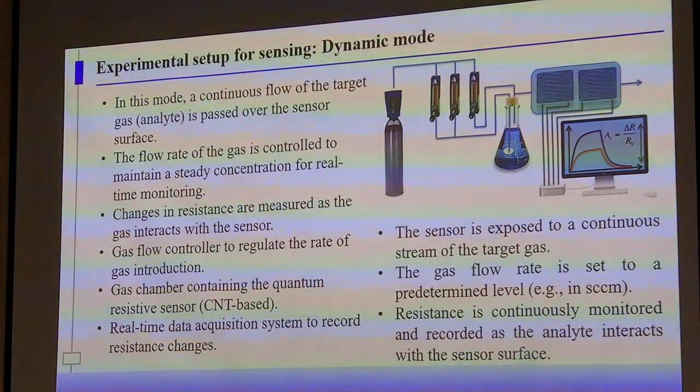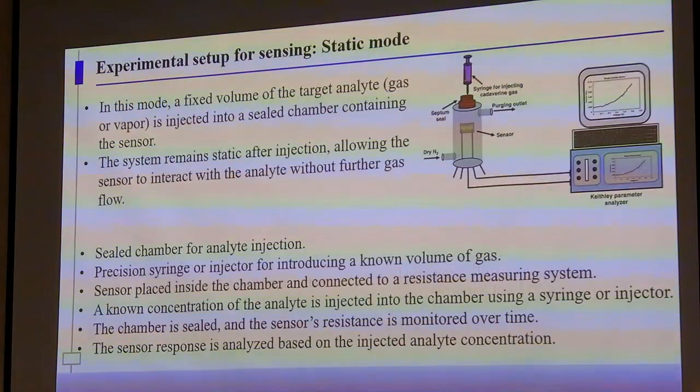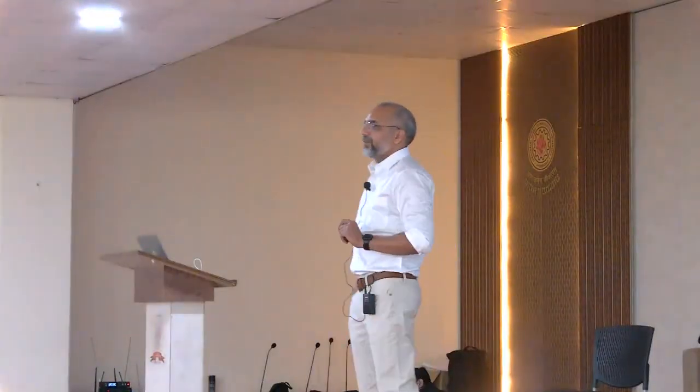But in this case, simply, you can tune the ratio of, for example, inert gas and the analyte, and then you can have a different concentration of your analyte. If you want to have a little bit more simple, that is called a static mode, you can use the injection method. The first experiment for CNT was done by the injection method.